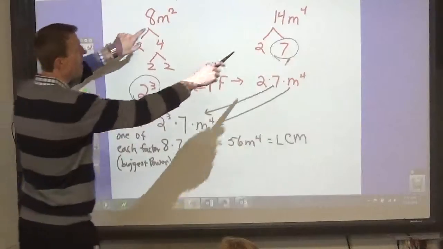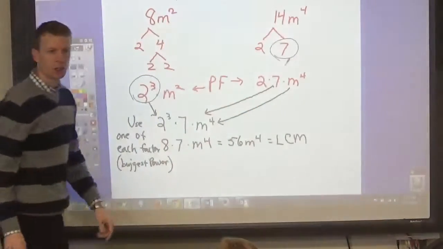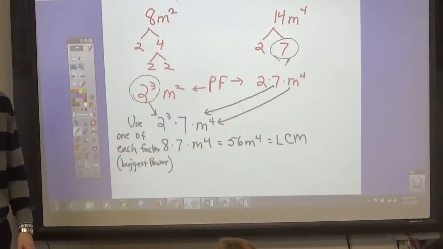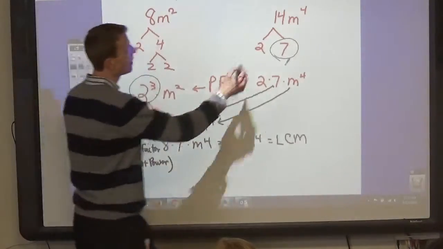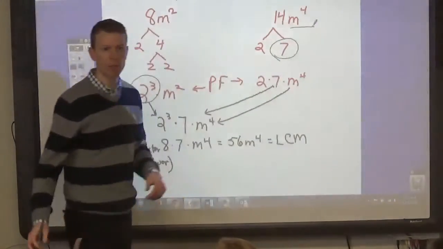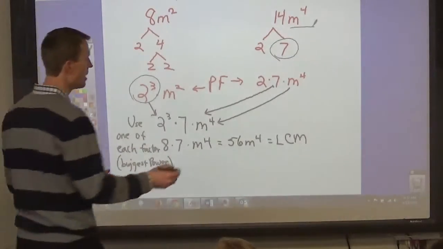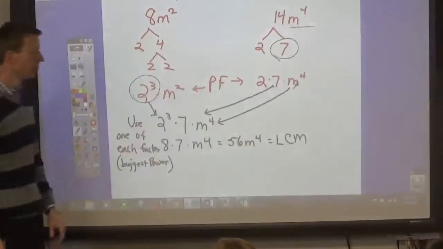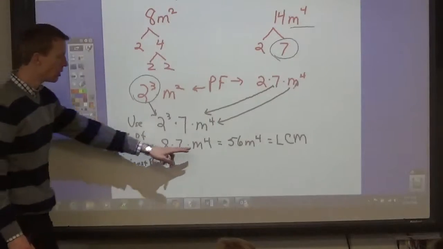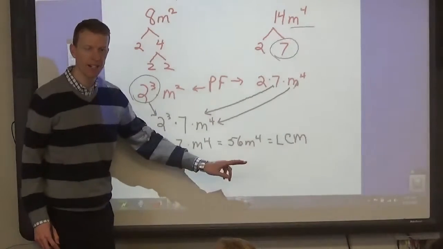Now they both have m's. So we have to use m's in our formula. This one has an m to the fourth power. That's a greater power than m to the second power. So you have to use the m to the fourth. So the answer, the lowest common multiple, is, Peyton?